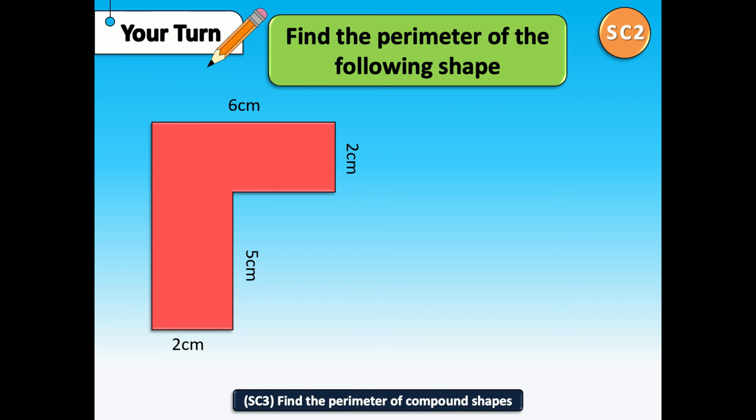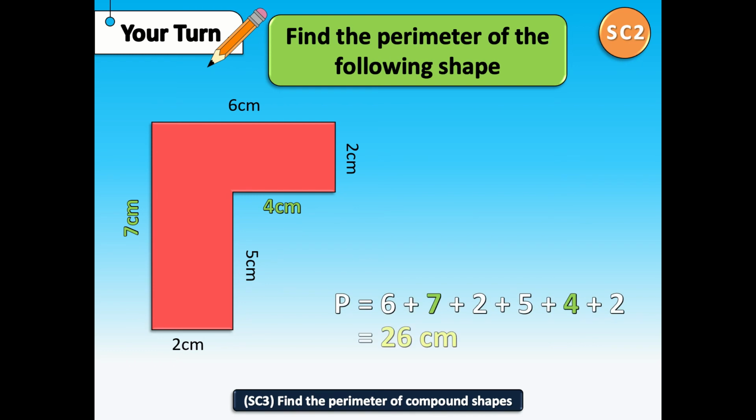So for this question, we find the lengths of the missing sides first. So this side is 7 centimeters, and this side is 4 centimeters. Now we can find the perimeter by adding together all the sides. So the perimeter of this shape is 26 centimeters.